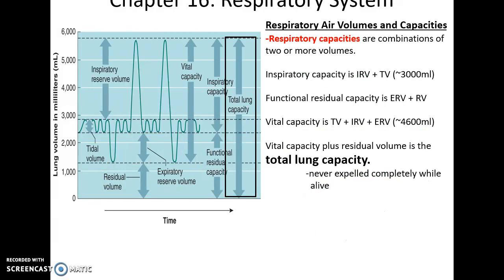Finally, you can add these different volumes together to get what are called respiratory capacities. You can have your inspiratory capacity, all the air you can breathe in; the functional residual capacity, which is all the air that's in your lungs when you're breathing normally; vital capacity, which is pretty much all the air that you can breathe in and out if you try really, really hard; and then finally, the total lung capacity, which includes the residual volume that you never, ever want to expel.